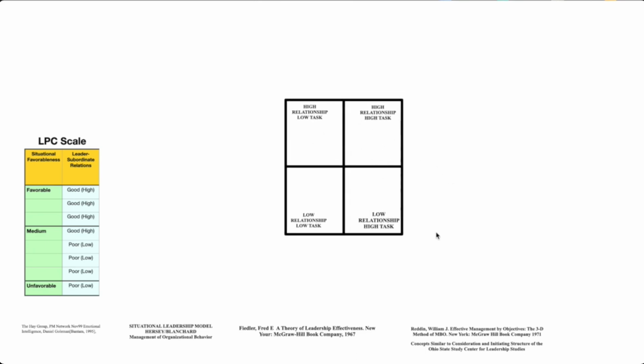Just from the same thing on the situational leadership model, you'll see a lower right-hand side, lower relationship, high task. Upper right-hand side, high relationship, high task. Upper left-hand side, high relationship, low task. And on the lower left, low relationship and low task. This is the underpinnings of the situational leadership model that we've been studying all along.